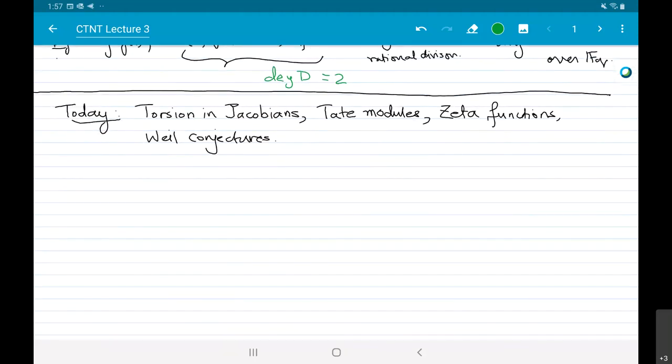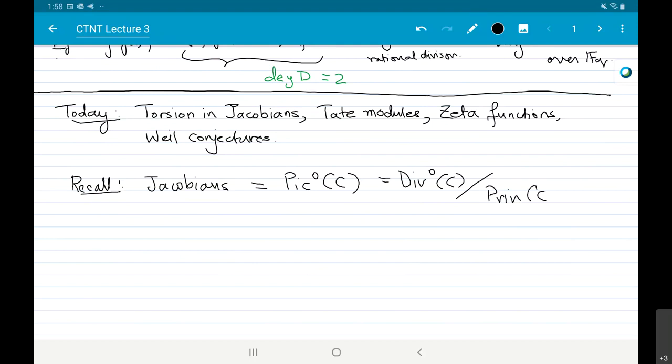Okay. So recall that Jacobians were basically defined as Pic^0 of C. When I say Pic^0, this was degree 0 divisors over the principal divisors. And you have to be careful about which fields you're defining your divisors over, right? So if you take a principal divisor of a function that's defined over FQ, then the divisor itself is going to be defined over FQ, right? And so on and so forth.